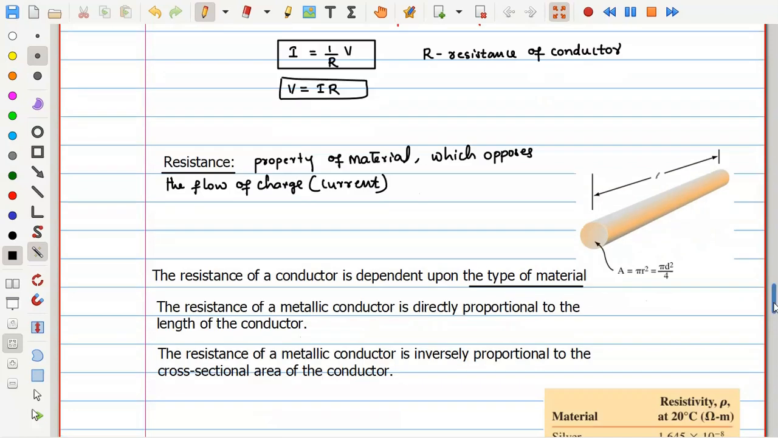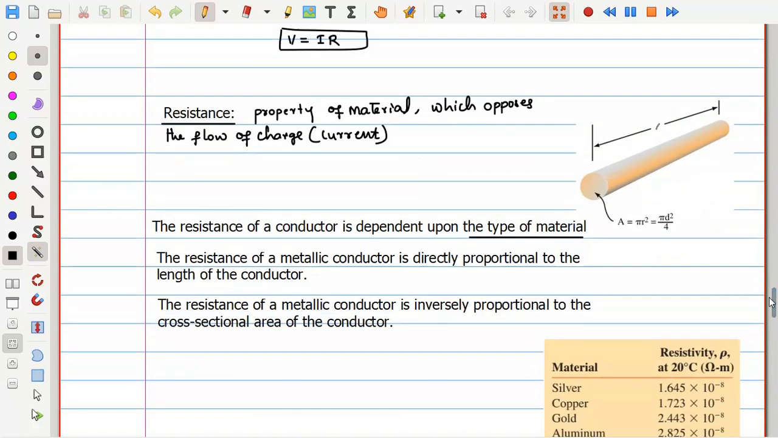Now let us have a little discussion about how much resistance is offered by a particular material. Let us consider a material in this shape, something like a cylinder, having a length of L. The length of this material is L, and the area of cross section of this material is A.